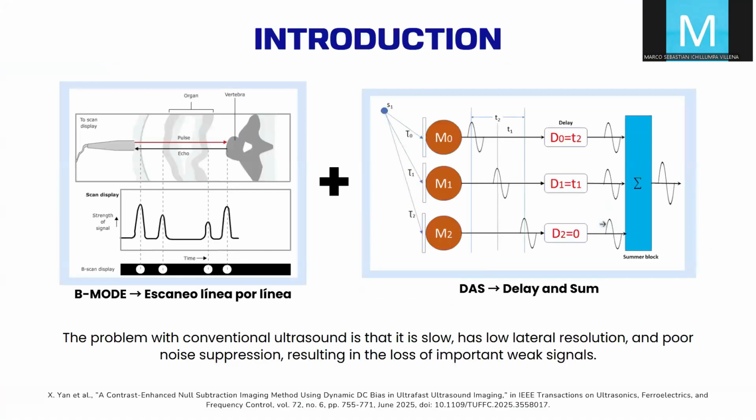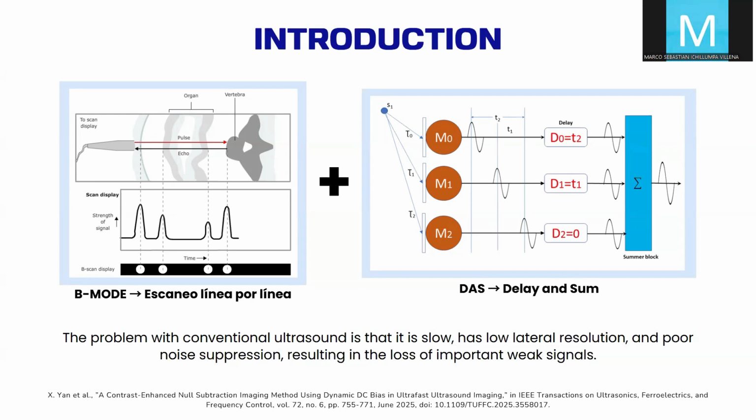To begin, we note that conventional ultrasound relies on beam imaging, which performs a line-by-line focus scan. The received echoes are reconstructed using the delay and sum algorithm, a simple method that aligns the signals according to their delays and then sums them up to obtain the final image. While this approach is simple and enables real-time performance, it also presents important limitations.